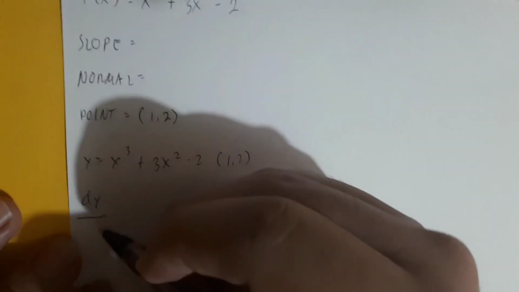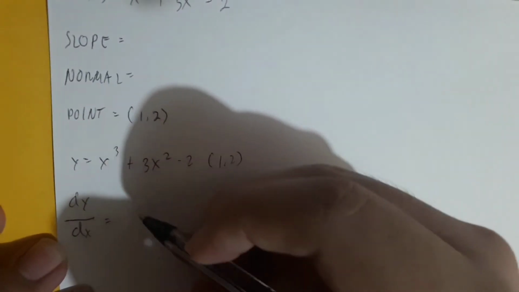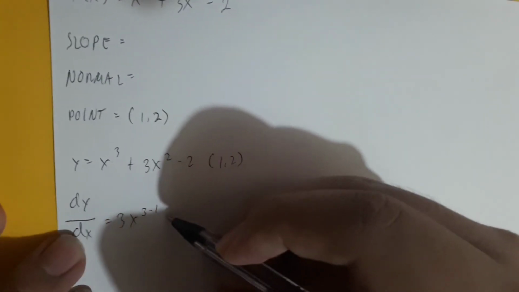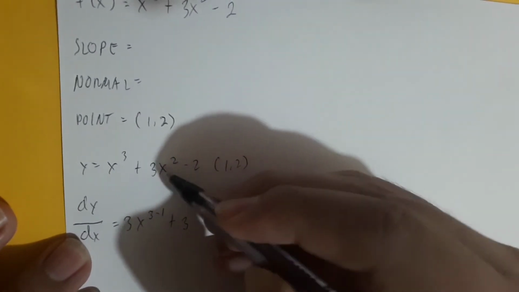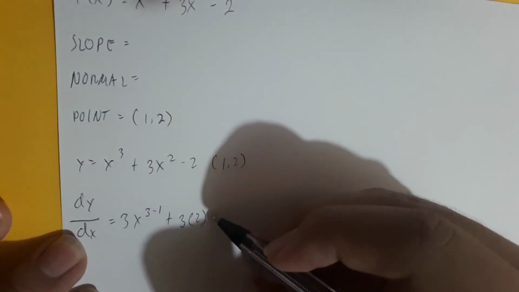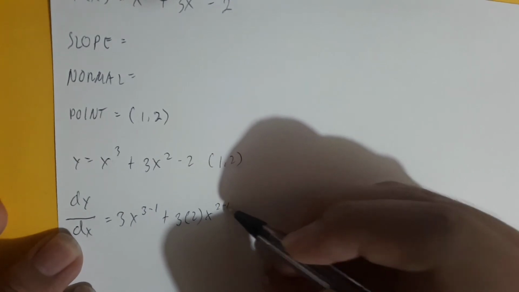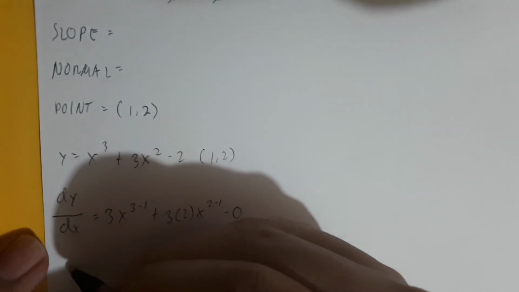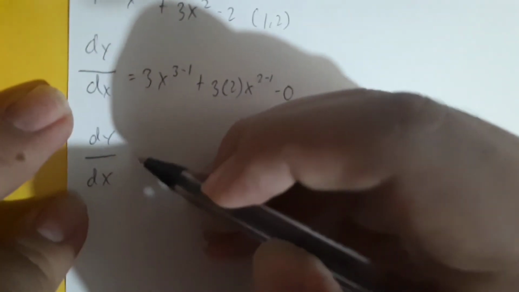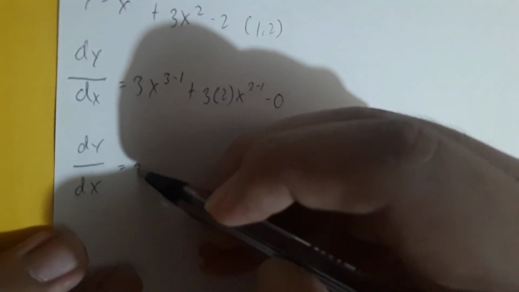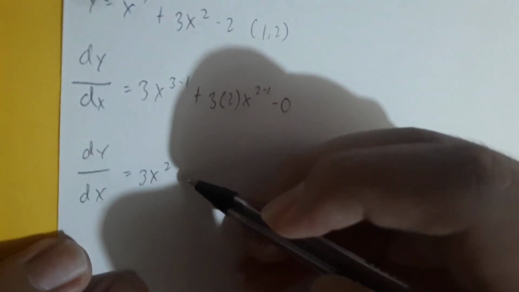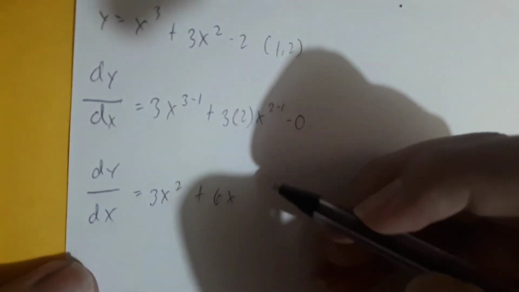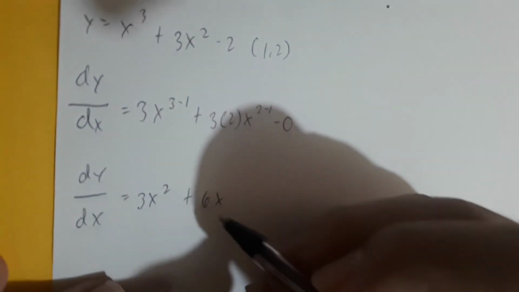So dy over dx equals: you bring down 3, x to the 3 minus 1, plus 3, bring down 2, x to the 2 minus 1, and the derivative of a whole number is 0. So dy over dx equals 3x squared plus 6x. So here is our first derivative.